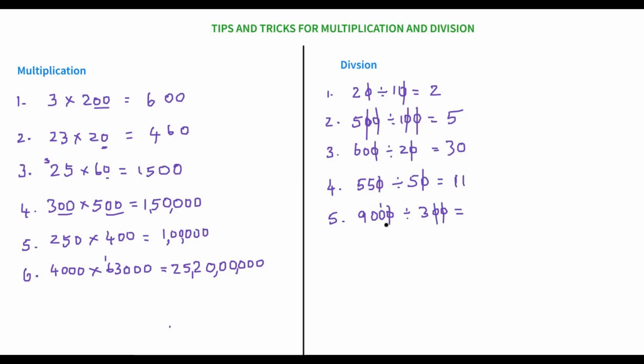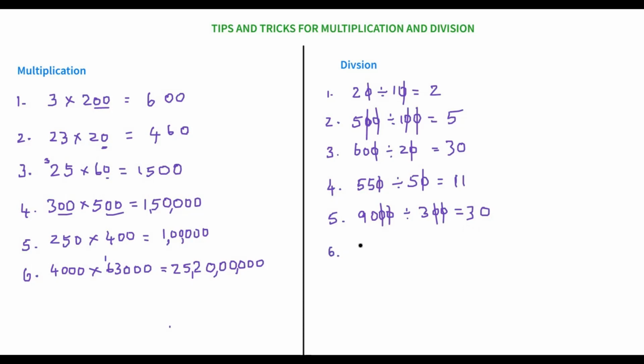The other zero and the other zero. Please remember, we will not cross out all the zeros. We will cross out only the common number of zeros. So now the remaining 0 will be written as such in the answer. And now 9 divided by 3, which is pretty easy to tell, is 3. So 9,000 divided by 300, we got the answer 30 in a few seconds. Isn't it very easy? Now let's take another example.